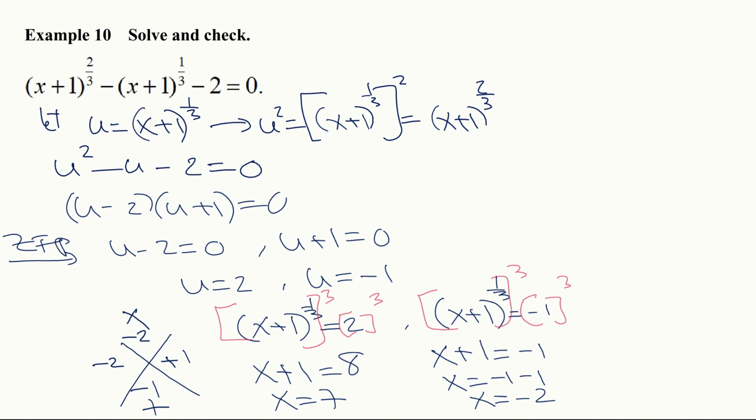All right, this video is getting up there in length, so I'm going to go ahead and leave the checks for you, but I will tell you this, they both will work. So make sure you take the time to do the check. Great practice for you. And you get the solution set is the set containing both of those. So -2 and 7. All right. So there's a good problem with u substitution.